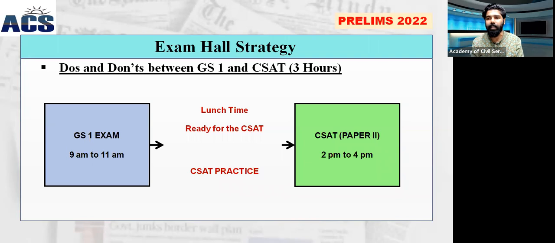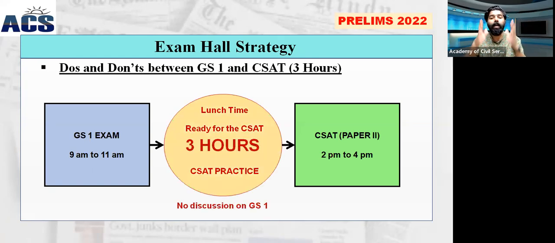After the GS1 examination, by 11 a.m. the GS1 paper will finish and the next paper will start by 2 p.m. So in between we have 3 hours of time. What we should do and not do between the GS1 and the CSAT, during this gap, is an important factor.